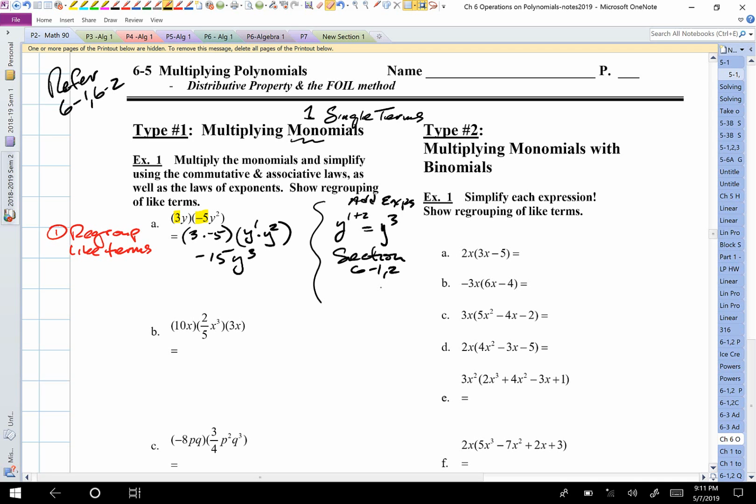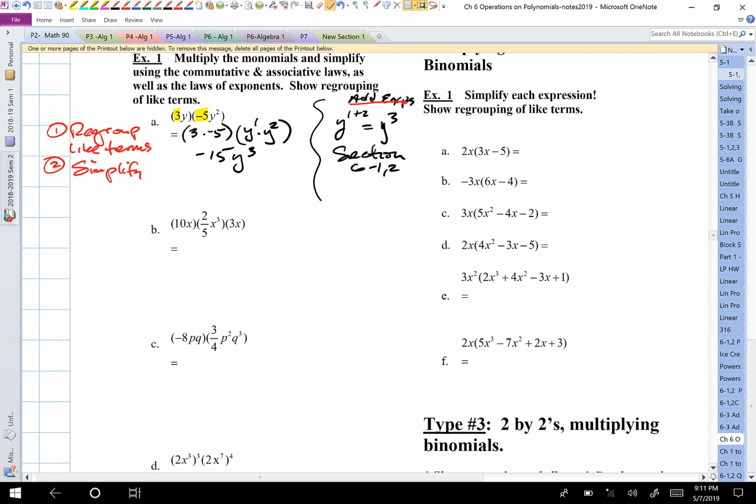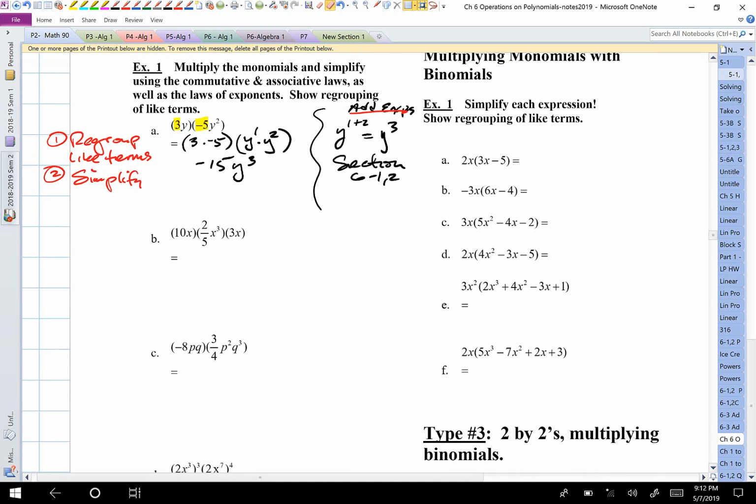All right, so step 1, we want to regroup like terms. That's what I did. And then step 2 is obviously simplify using the rules of exponents. When you multiply like bases, you add the exponents. And that's what we're going to do a few times here when you multiply monomials, single terms.